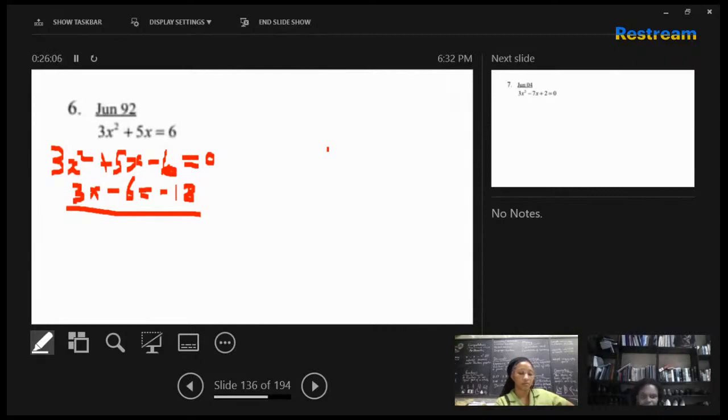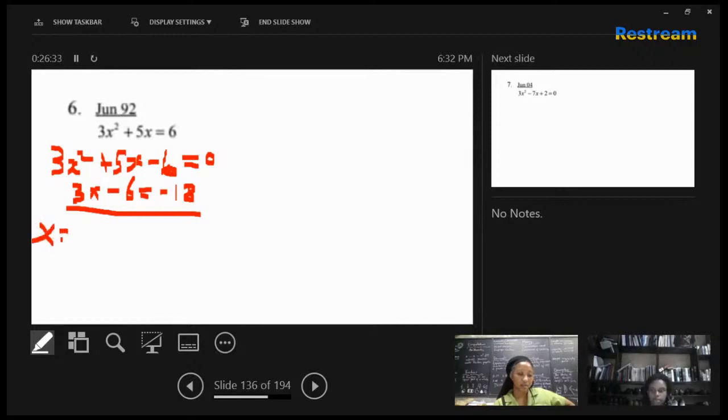I'm not getting anything. Okay, so there is 1 and 18, there's 2 and 9, 3 and 6. None of those give positive 5. So how are we going to solve it? We're going to use the quadratic formula.